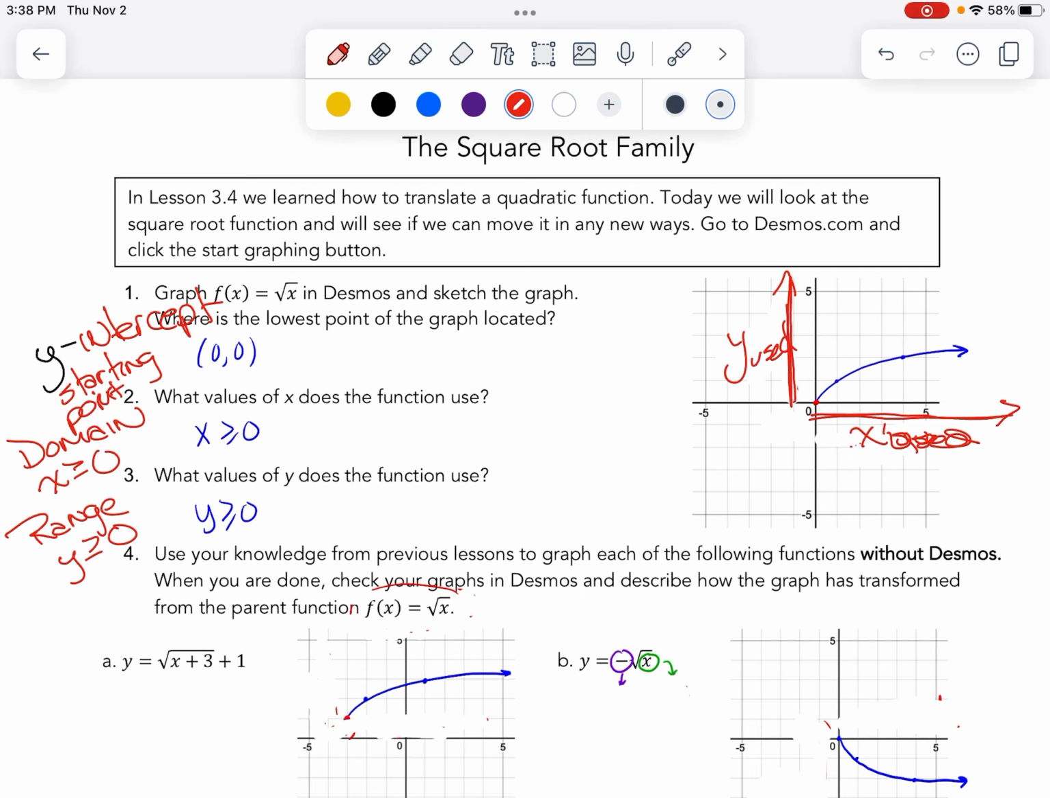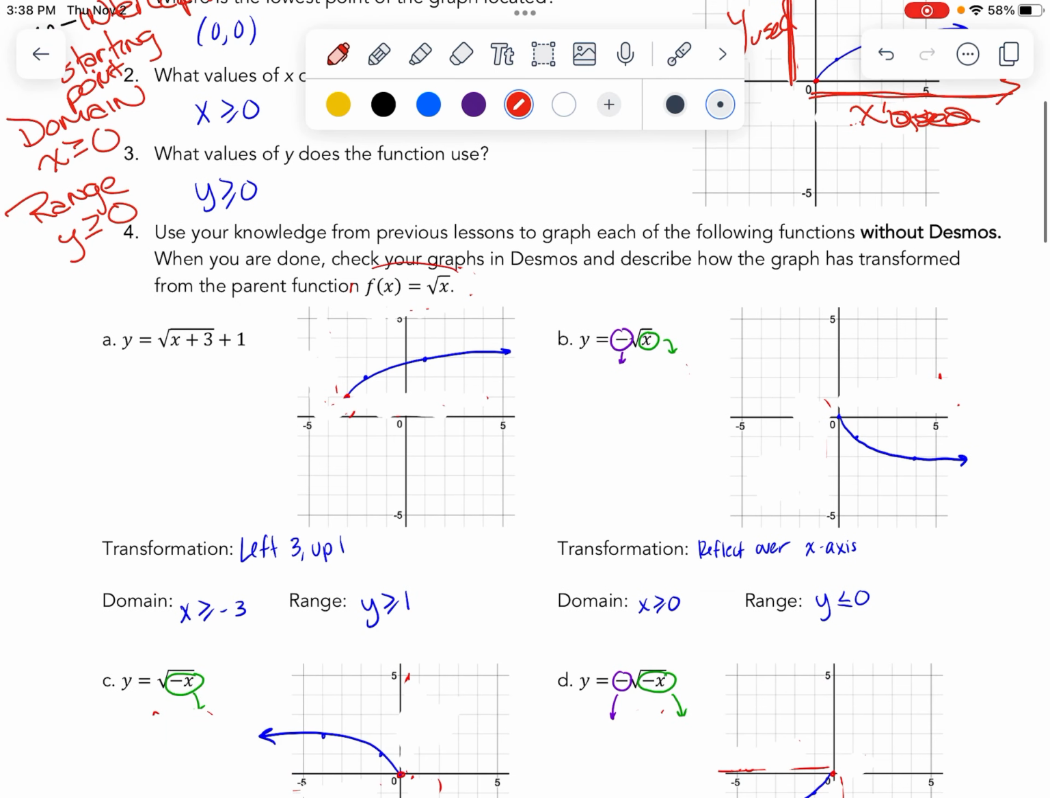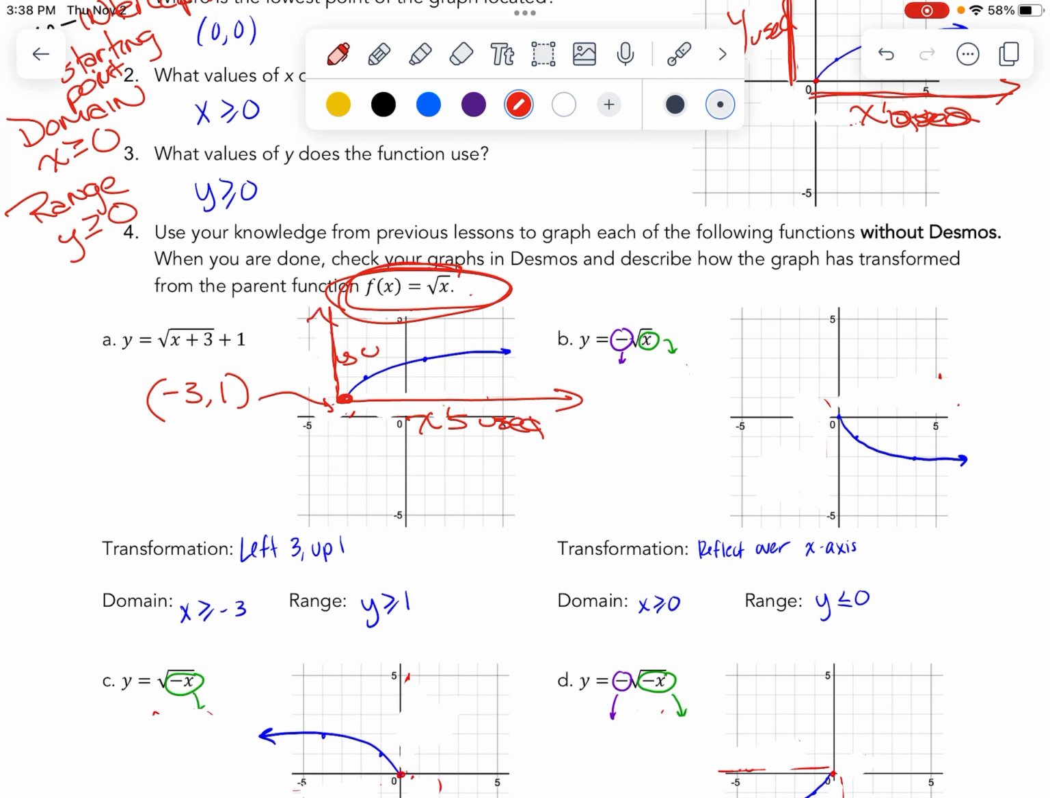All right, so now we want to do a review of some of our transformations from the other day. So here's our parent function. That's our parent function, and this we know is a transformation: 3 to the left, 1, 2, 3, and then up 1. So from here, that's my starting point. -3, 1, that's my starting point right there. And so here are all the x's being used, and here are all the y's being used. So that's where my domain and the range come into play.